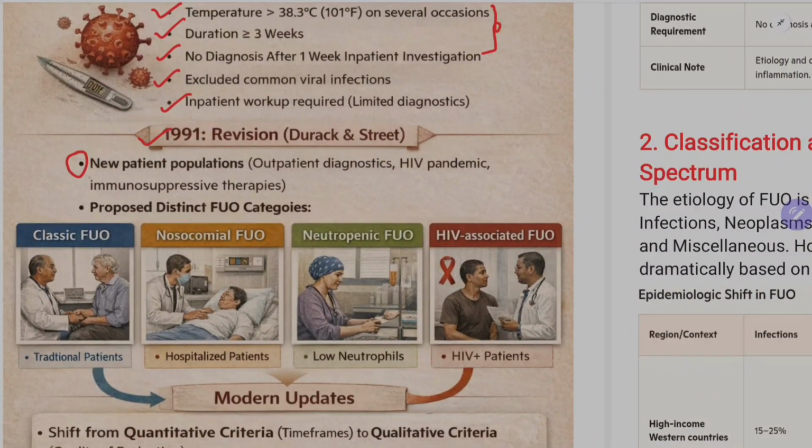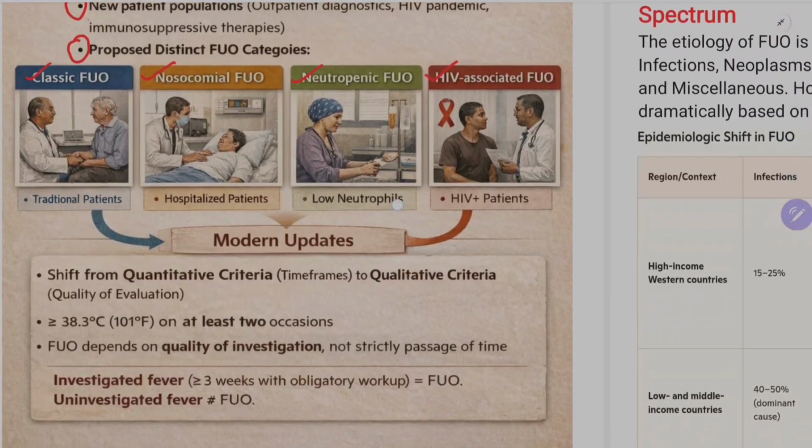They recognized new patient populations, outpatient diagnostics were improved, and there was the HIV pandemic. Immunosuppressive therapies were utilized. So according to that, they proposed 4 groups of FUO: classical FUO in traditional patients, nosocomial FUO in hospitalized patients, neutropenic FUO with low neutrophil count less than 500 per microliter, and HIV-associated FUO in HIV confirmed patients. Modern updates shift from quantitative criteria, meaning time frames, to qualitative criteria, quality of evaluation.